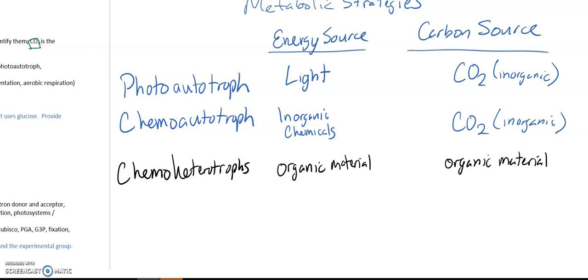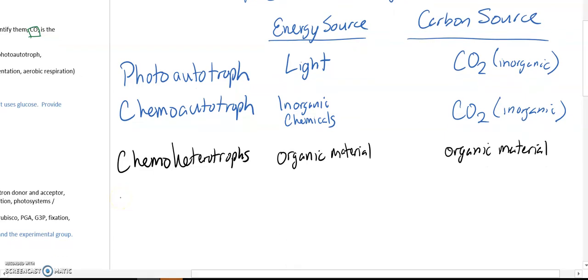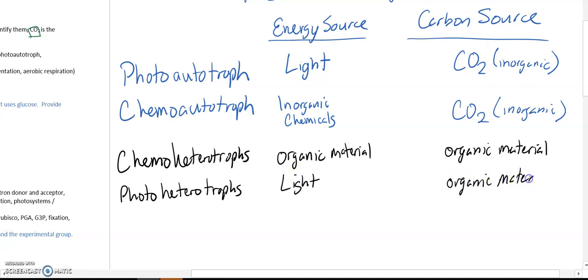Okay? And then finally, the one that kind of stinks is what are we missing? Which combination are we missing? Photoheterotrophs. They get their energy from what? First part of the word is always their energy source, so they get it from what? But because they're heterotrophs, they also eat organic material.